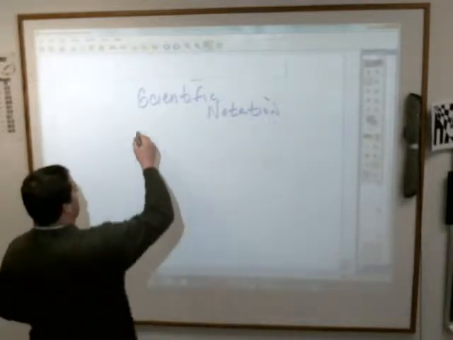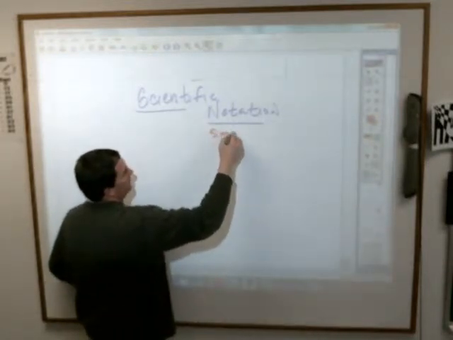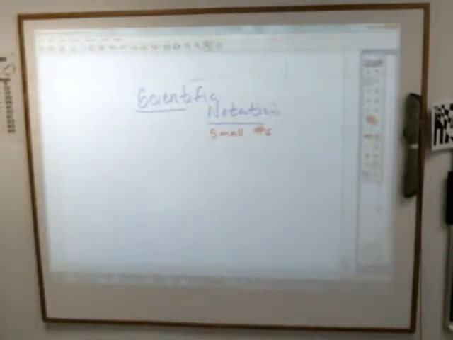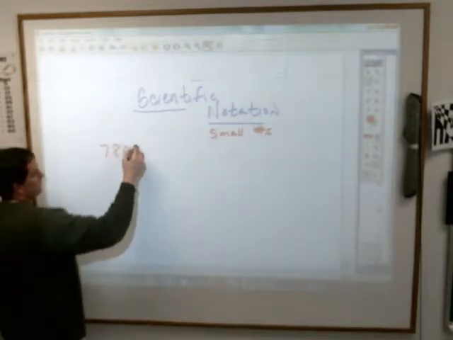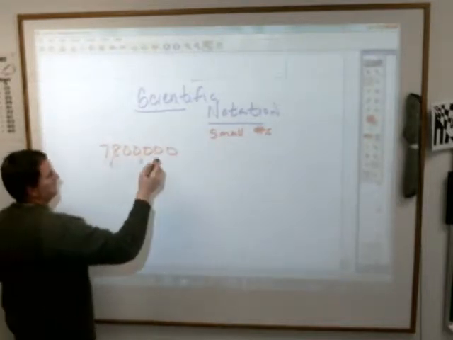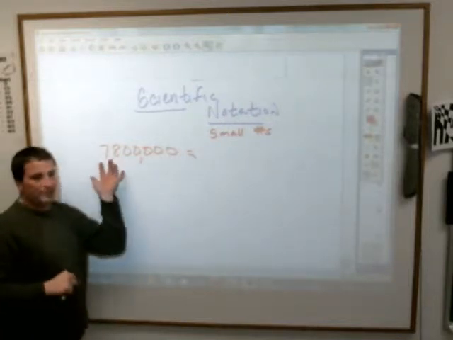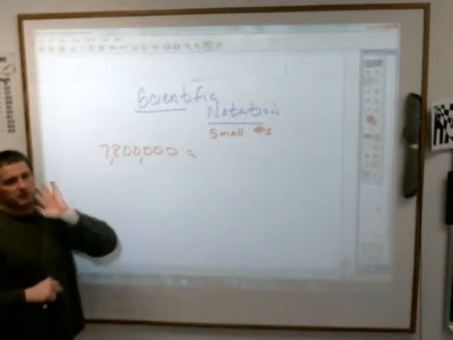The book throws out scientific notation, but this time we're talking about small numbers. Small numbers, big numbers, it doesn't matter, it's all done the same way, and it's kind of a review here. Let's just review this. If I'm writing 7,800,000 in scientific notation, how do I write that out? Remember, the number has to be between 1 and 10, and then the exponent of 10 is always going to be how many places you move the decimal.